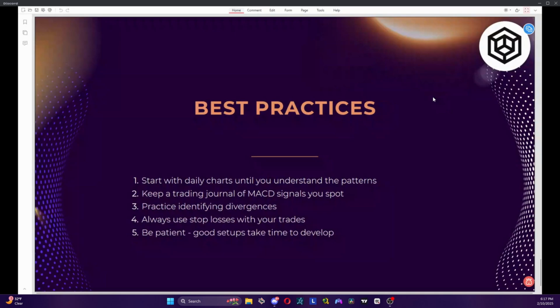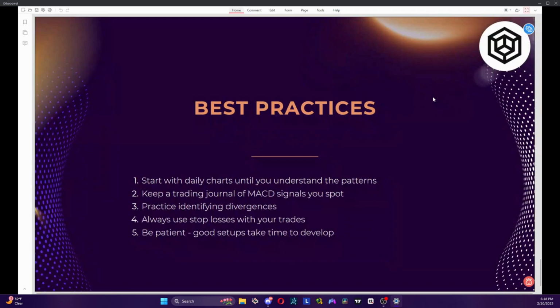Keep a trading journal on MACD signals you spot. I like to trade MACD on daily signals. I don't like to use them on intraday signals. And I use it as confluence with other indicators that I use. So I don't necessarily keep a journal, but I would suggest that you keep one so that you can understand what time frame you prefer to use MACD on when you start using it, if you decide to use it.